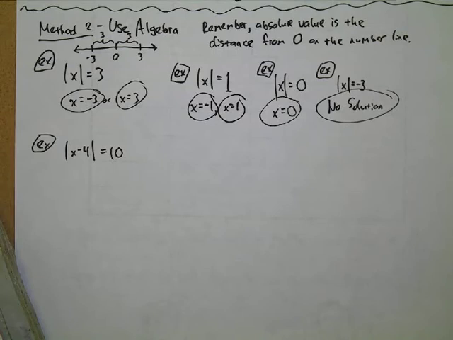So now we have stuff in there with the x, okay? What we cannot do here is add 4 to both sides. Why? Because these absolute value symbols are like parentheses, grouping symbols. You have to do whatever's inside there before you can move the 4 over.